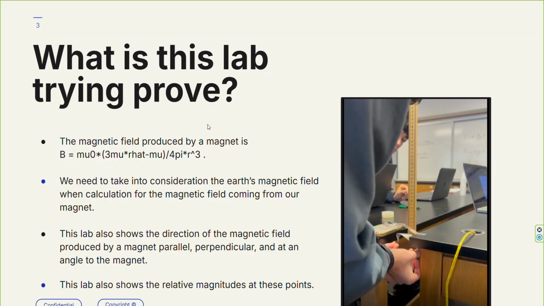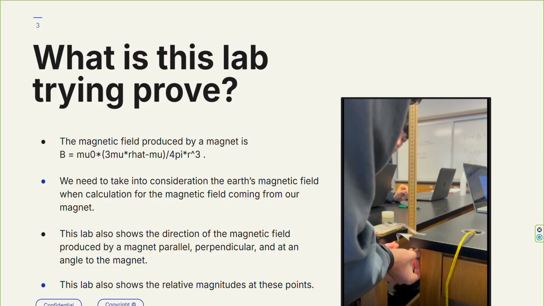Next, what this lab is trying to prove is that the magnetic field produced by this magnet, far away from the magnet, so not right next to this magnet dipole, I guess is what you'd call it, is this equation: mu naught times 3 (mu dot r hat) r hat minus mu, divided by 4 pi times radius or distance cubed.